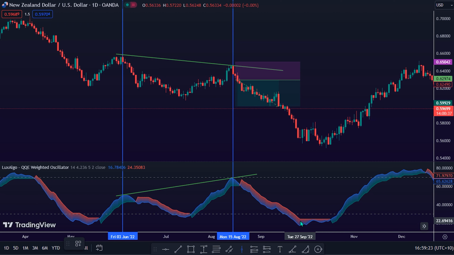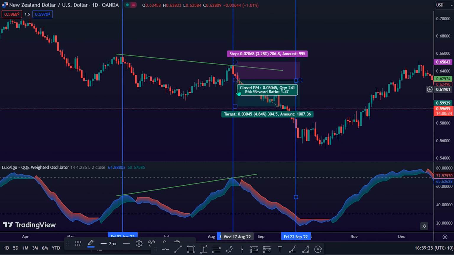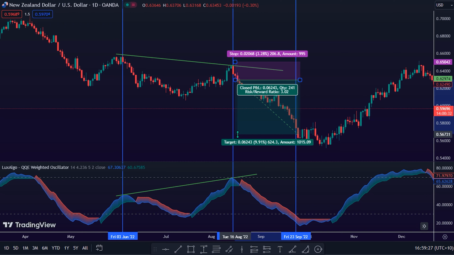Traders should close the selling position whenever the QQE Weighted Oscillator trades into the oversold zone at the 30 scale line.